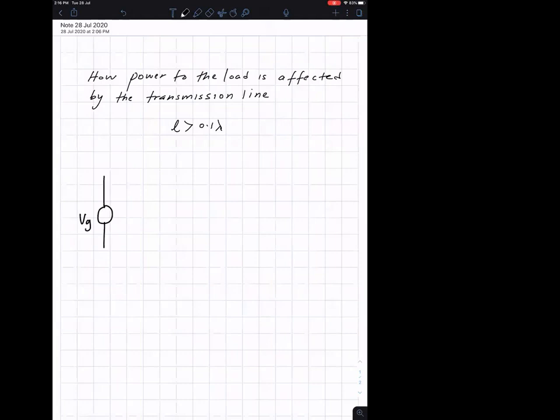Today we're going to look at power. How is the power delivery to the load affected by the transmission line? When the length of the circuit is more than 1/10 of the lambda, then it's a transmission line, right? So a transmission line with a generator.